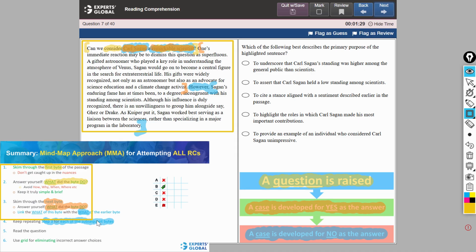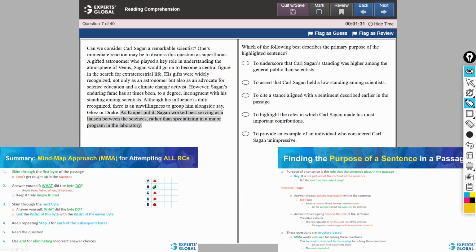We completed the first 4 steps, and now we must go about reading the question stem. We see that this is a purpose of a sentence question. We need to figure out what purpose the sentence serves in the passage. In the previous sentence, it was established that the scientists are unwilling to group our scientist alongside these supposedly remarkable scientists. What follows next is an explanation for why that's the case.